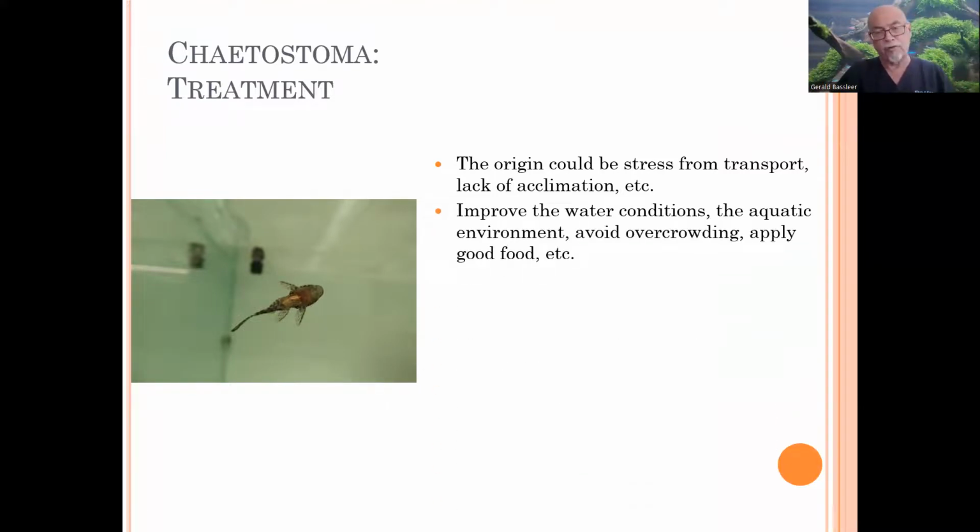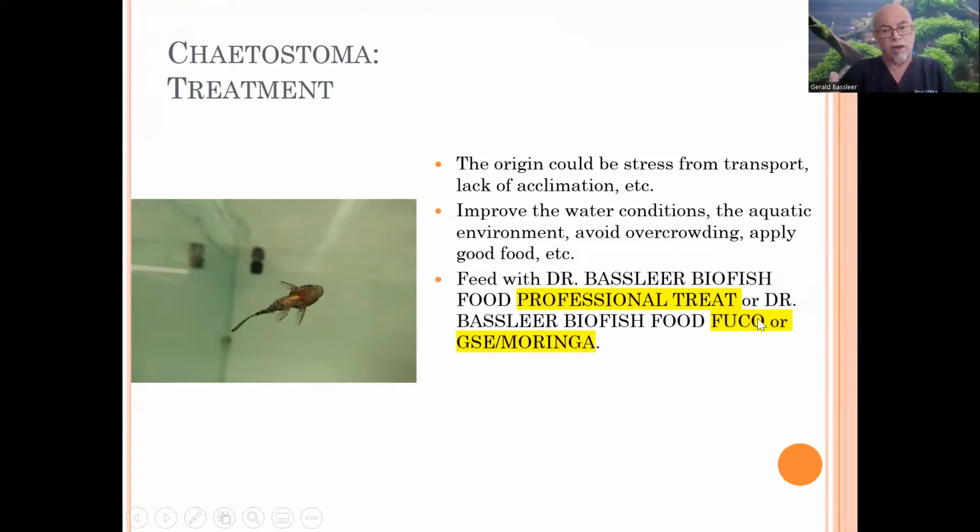You can, of course, first start to help by giving a good aquatic environment with good healthy conditions, with good food and not overcrowded, so the fish can recover and recover its immune system. You, of course, can help with the food. We particularly developed food for that, so the fish can be helped with a Dr. Bassleer food treat, which has nutriments and pro and prebiotics that help the fish to overcome its poor health conditions.